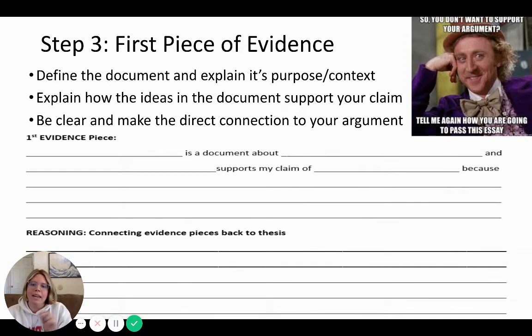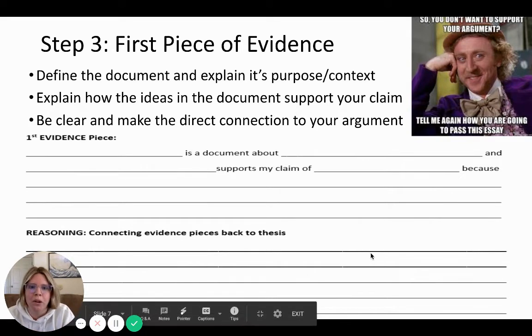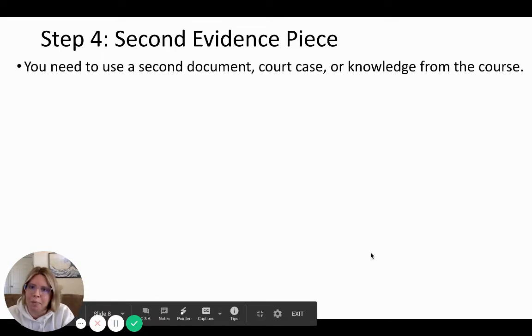Okay, and then reasoning. Connect the evidence back to the thesis. So make sure you connect it and use that reasoning in there, basically. And just connect it back and make sure you're relating it back to that. That's really, really important.